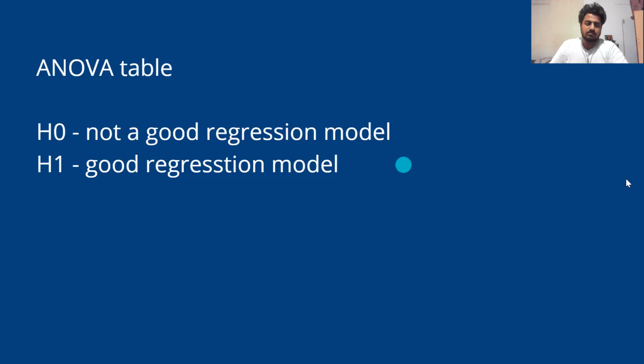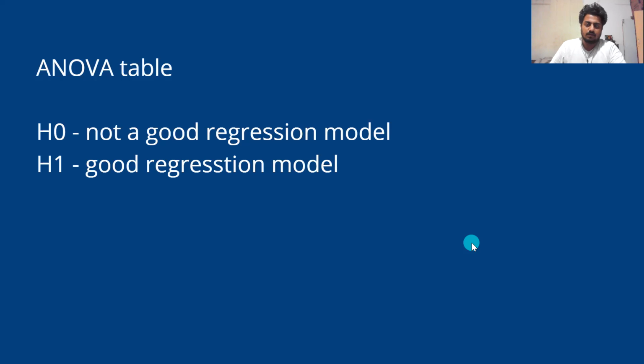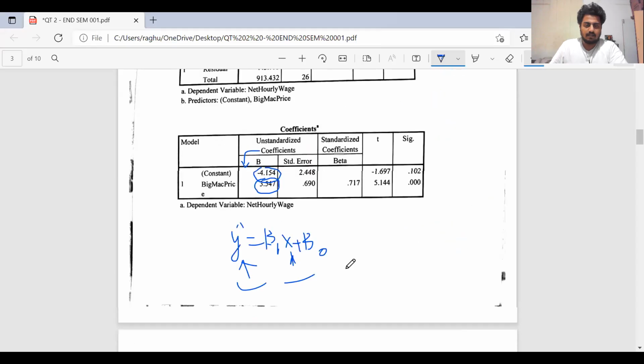These are the hypotheses that we take for the ANOVA table. The null hypothesis would be that the regression model that we arrived at is not a good regression model. The alternate hypothesis is that it is a good regression model. Now, since the value of P here is less than alpha, we reject the null hypothesis. The conclusion that we get here is that the regression model that we have arrived at is a good regression model.